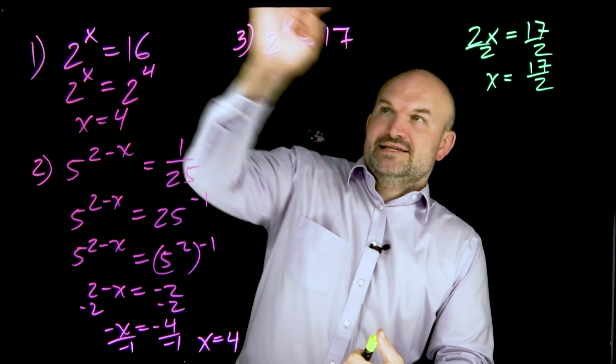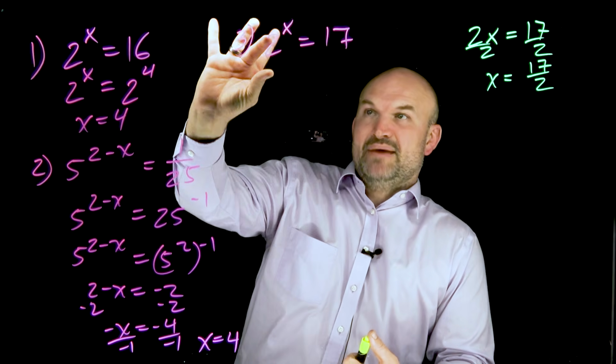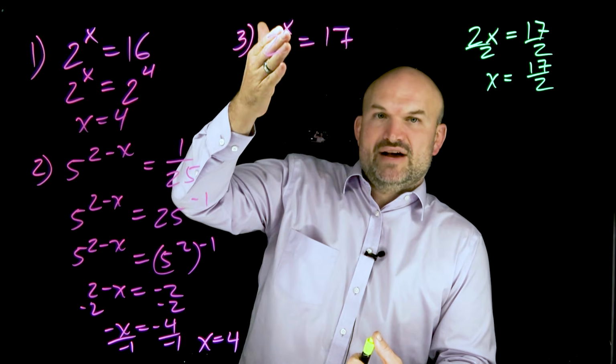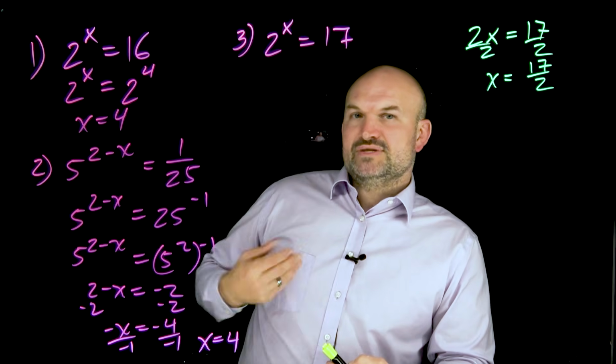The problem here is, how do I isolate the x? Because right now the x is as a power, right? I have a base of 2 being raised to the power of x. So how do I undo this raising of x? So we have to go back and think of using that word inverses.